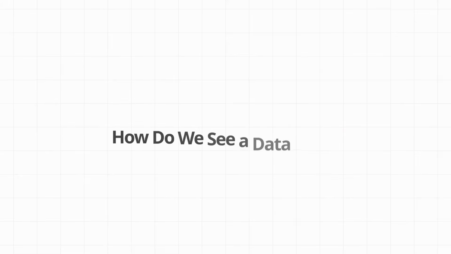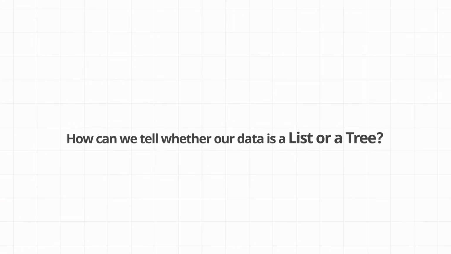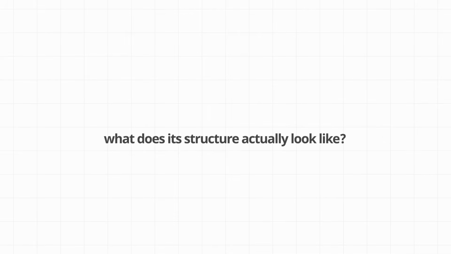How do we see a data tree? Now comes a very important question. How can we tell whether our data is a list or a tree? And more importantly, what does its structure actually look like?